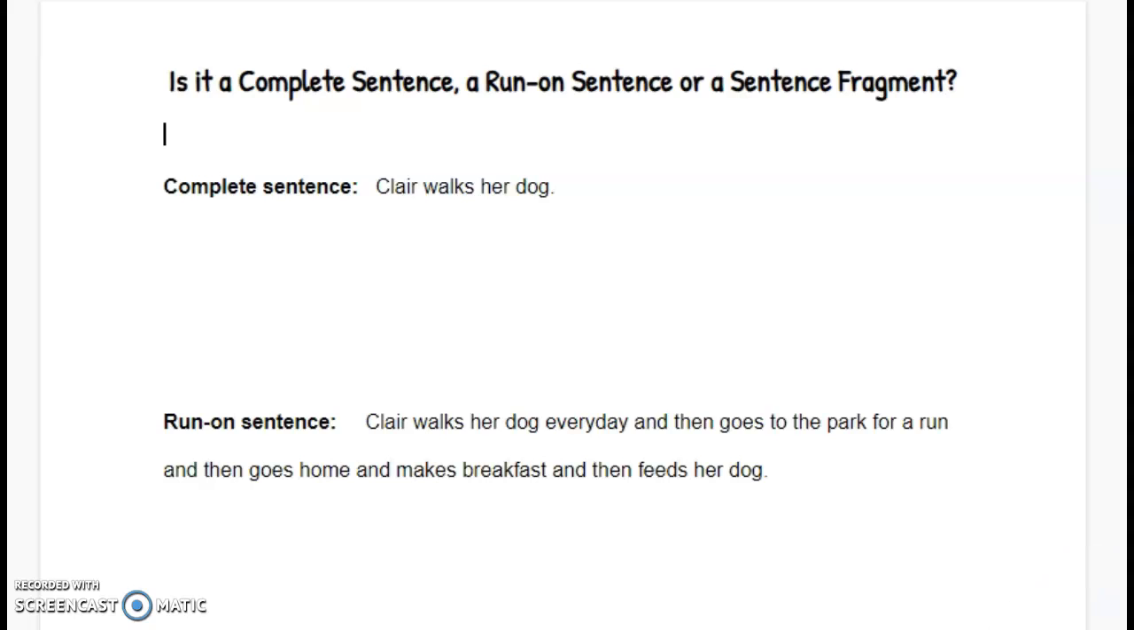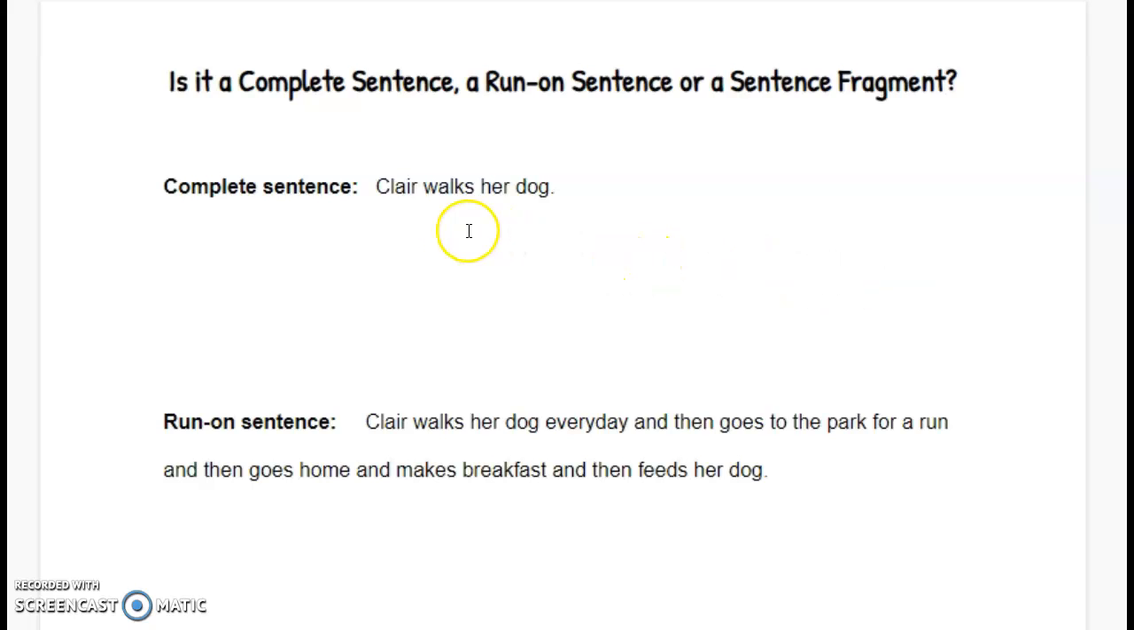A complete sentence has a subject and a verb and an object. So your subject is your who or your what. And then your verb is your action. So, what are they doing? And then the object usually comes after that subject and verb.